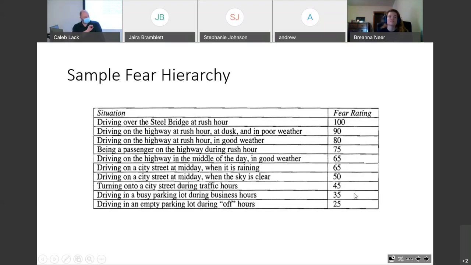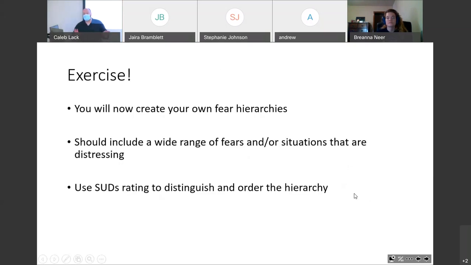The more specific your exposure hierarchy is, the better it is. Right? And that's what I want you guys to do right now. It's actually work on creating your own exposure hierarchy. What does that look like? I want you to pick one specific fear that you have and spend about 10 minutes constructing that. I'm not actually going to make it all. This is an example of the kind of thing that you do in a workshop, a hands-on demonstration.